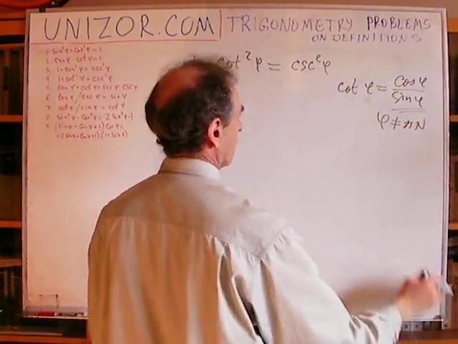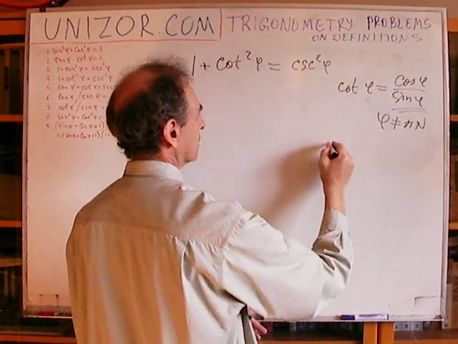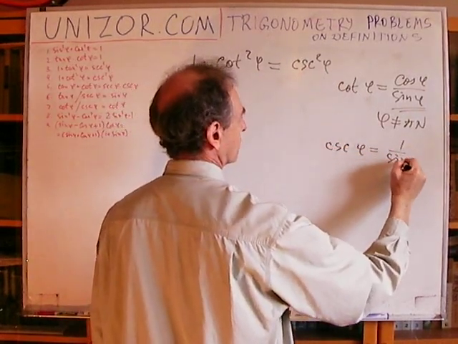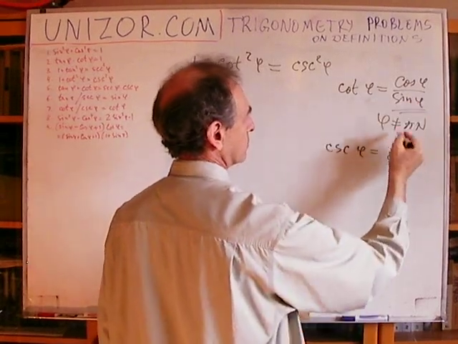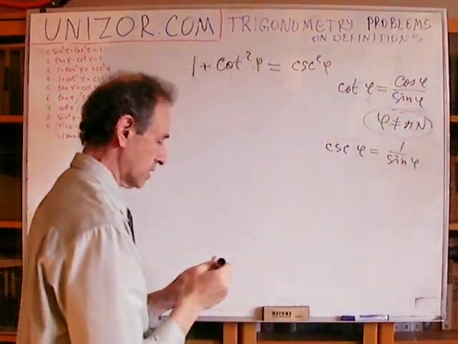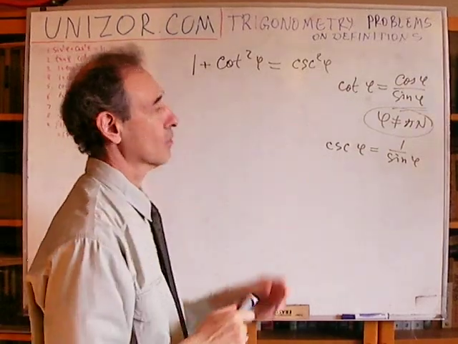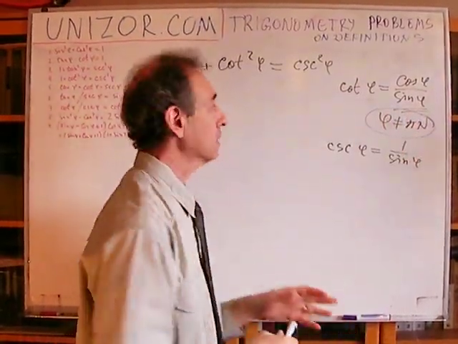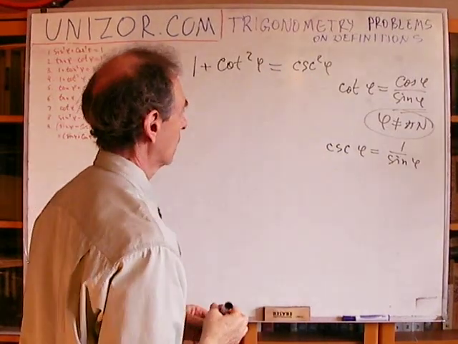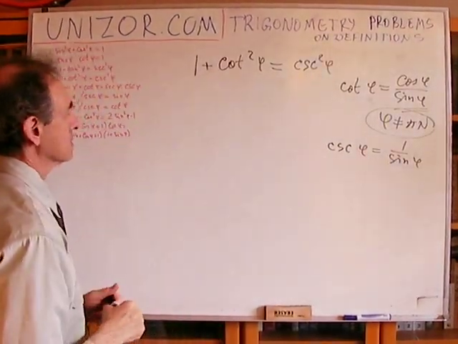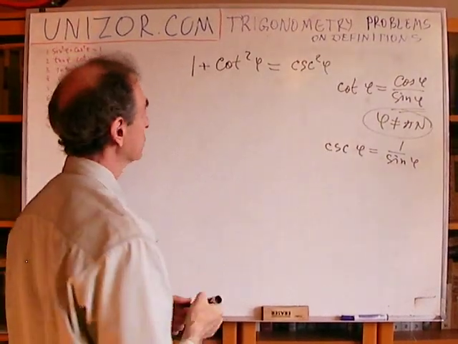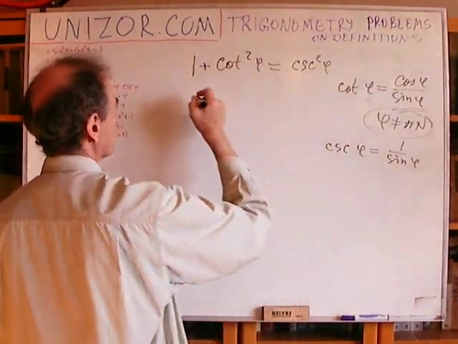Okay? Now, the cosecant definition is 1 over sine. Same thing. So this is the common domain for left and right. So let's consider that phi is not equal to pi n. Now, both sides of this identity are defined. So we can just go straight from the definition.